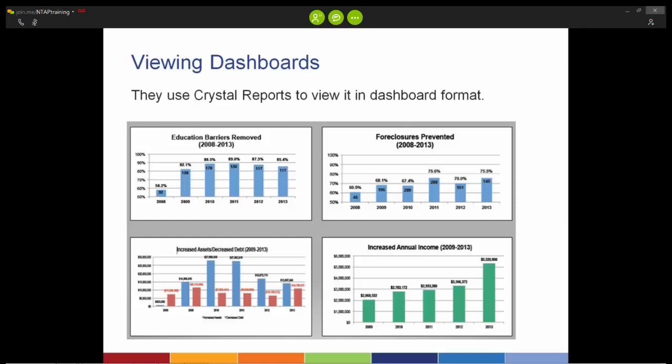They view it in a bunch of different ways, but one of the ways is through Crystal Reports in a dashboard format. You can see here, this is a time-based look. How many foreclosures were prevented in the lifespan that we're looking at here? And you can see that, among other things, it is going up. The success rate is going up. So they are either more successfully picking their cases, or more successfully closing them or getting good results.